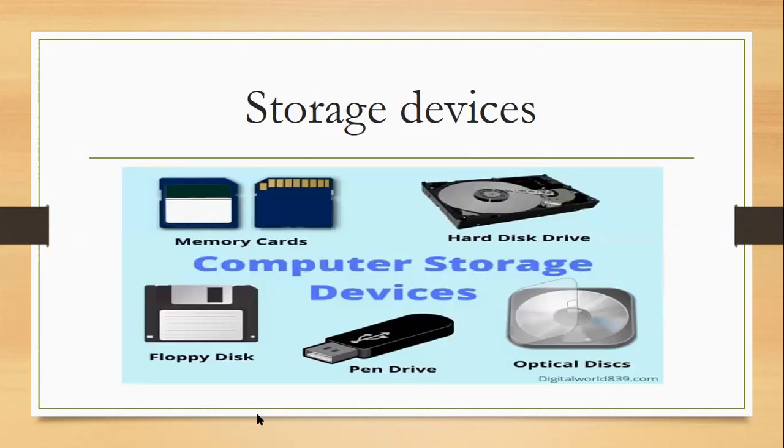Next, we have storage devices. So what are they? Storage devices are mainly used to keep or store information. For example, memory cards, hard disk drives, flash memory cards, floppy disks, optical disks. They store the information and play the role of storage. That's why we call them storage devices.